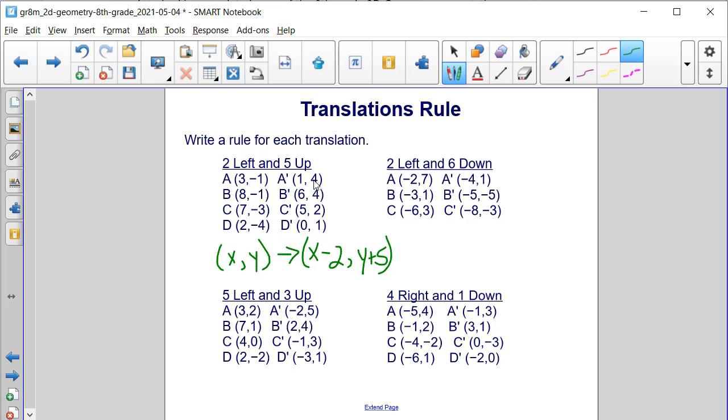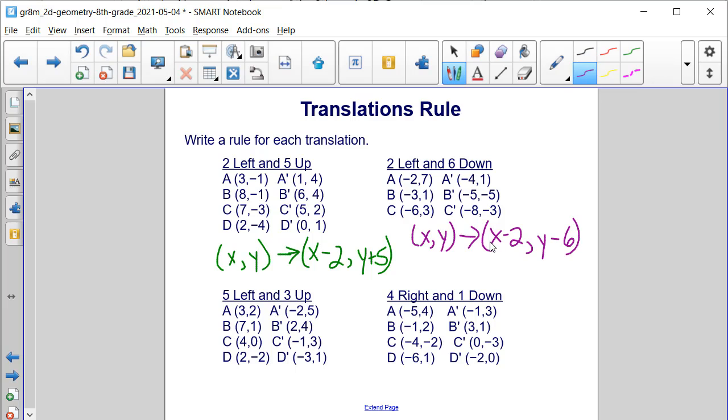And if I do negative 1 plus 5, I get 4. If I do negative 3 plus 5, I get 2. If we do negative 4 plus 5, we get 1. So this does work as the rule for this translation. Now let's try the next one. Here we're going to the left 2 and we're going 6 down. So we're starting with x comma y and we're going left 2, so that means subtraction, where the x value decreases by 2. And we're going down 6, so the y value will decrease by 6.